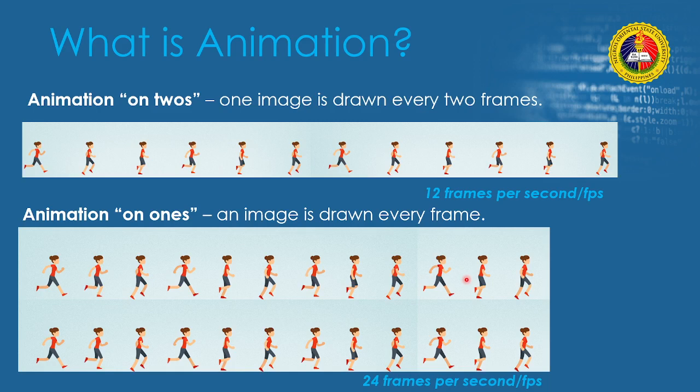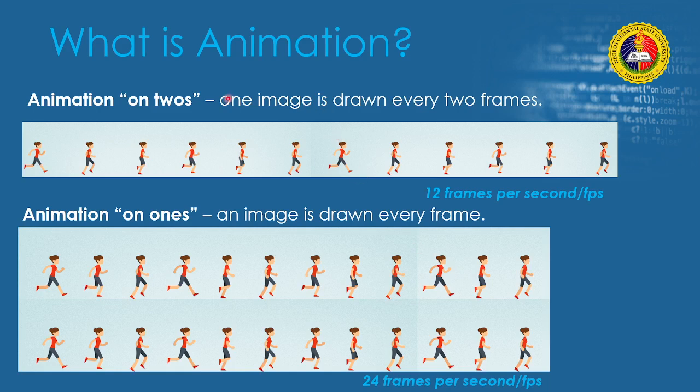On animation on ones, however, the animators have to draw each frame. So if there are 24 frames in 1 second, then the animators will have to draw 24 frames in 1 second. They have to do 24 drawings. So animation on ones will take double the effort to produce a single second.